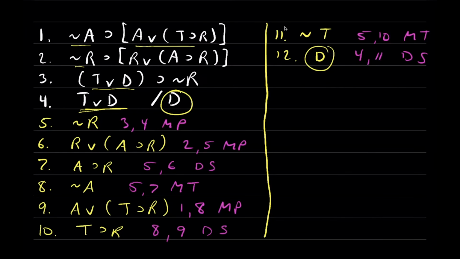Way faster than doing a truth table for this argument. This would have been a pretty large truth table. A, T, R, and D would have been 16 lines to do a truth table. And we did this in 12 lines, including the 4 that were given. So this was quite a bit more elegant.